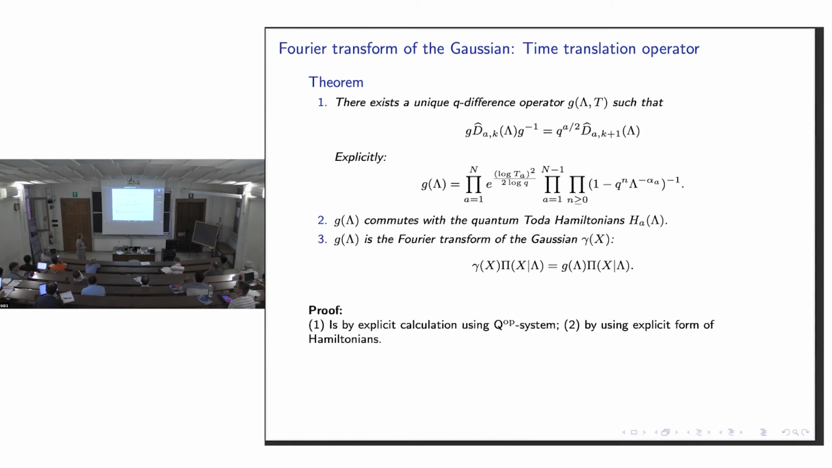So it's a calculation, and this is the explicit answer. This is in fact the product of quantum dilogarithms. And also, the second part of the theorem is that this G actually commutes with the quantum Toda Hamiltonian. So in some sense, it generates, in fact, all the Hamiltonians. So these two things are explicit computations. And the third statement is that G is the Fourier transform of the Gaussian gamma, which was the SL2Z action. So 1 and 2, as I said, are by explicit computation, just using the quantum Q system and the Hamiltonians.